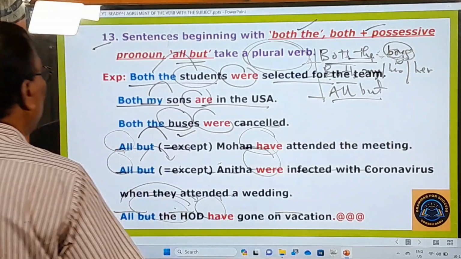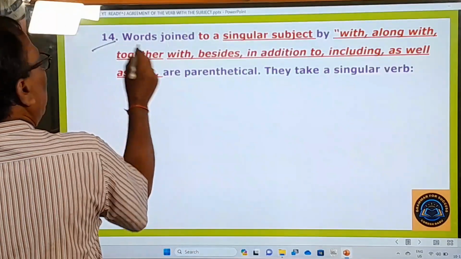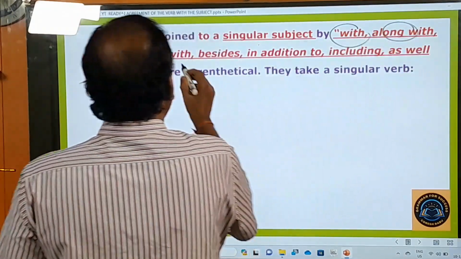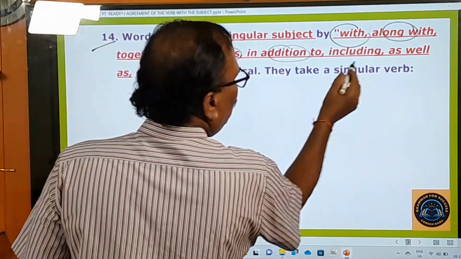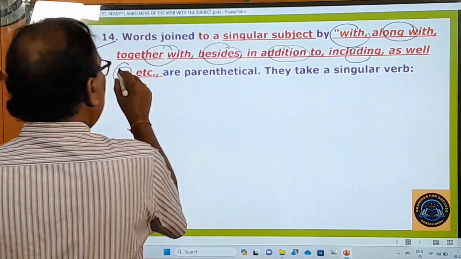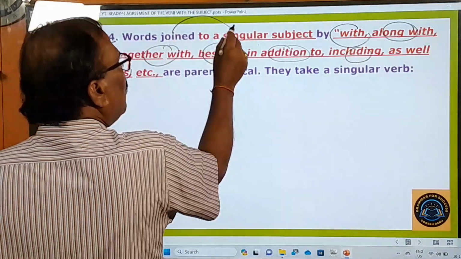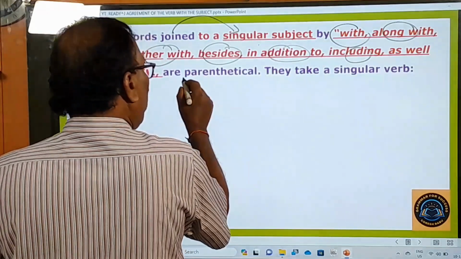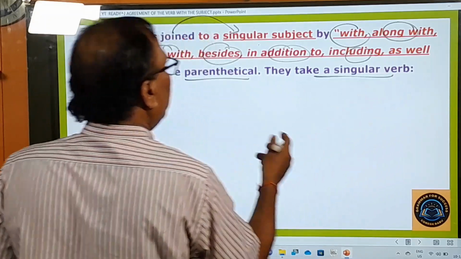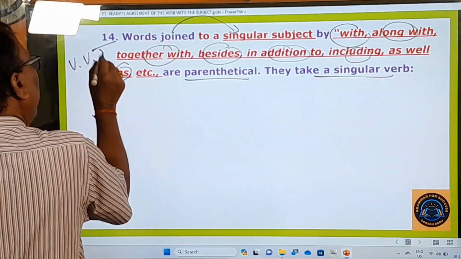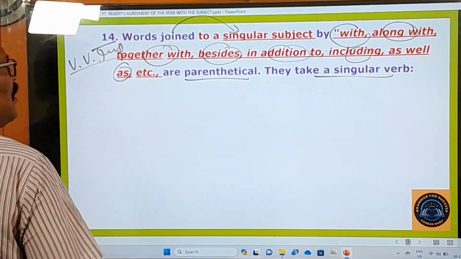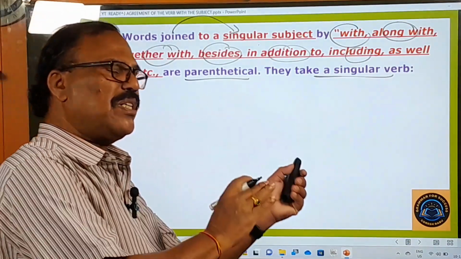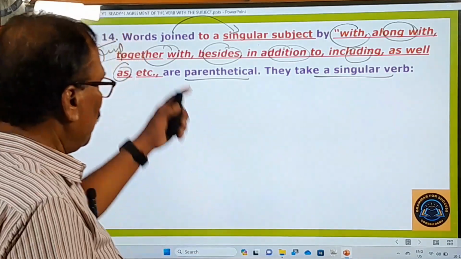Now let's go to the 14th rule. The 14th one is here: words joined to a singular subject with along with, together with, besides, in addition to, including, as well as, etc. Words joined to a singular subject by these conjunctions are parenthetical, and they take a singular verb. Very, very important from all your competitive examinations point of view, both for the students and for the test takers.